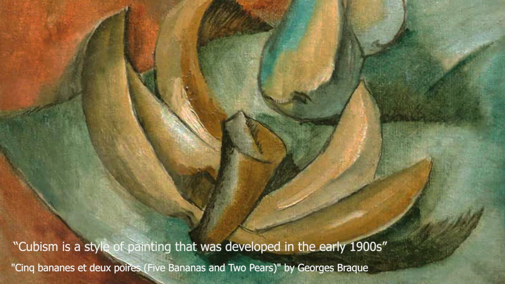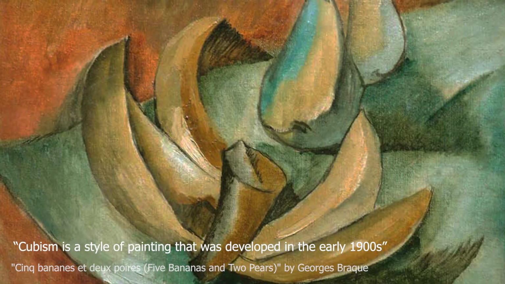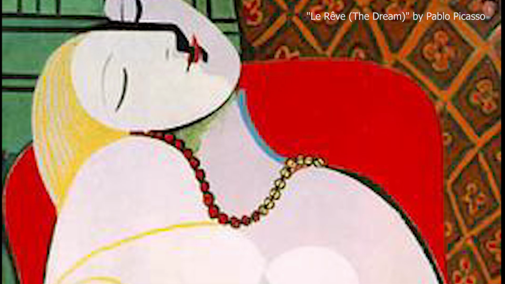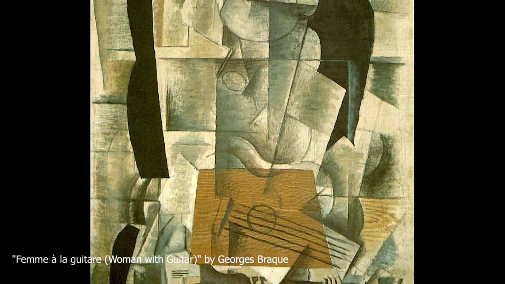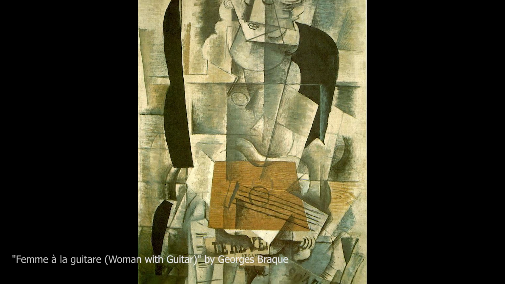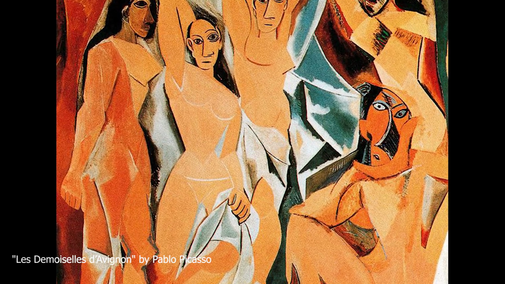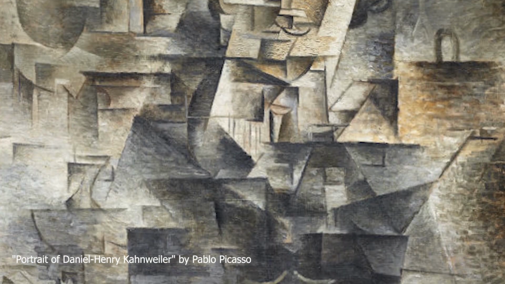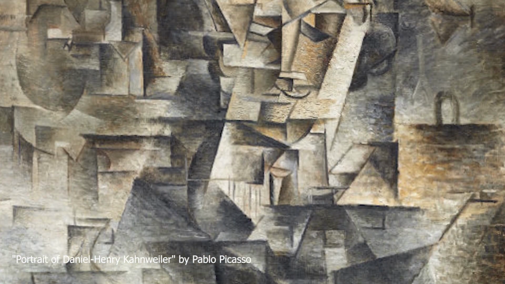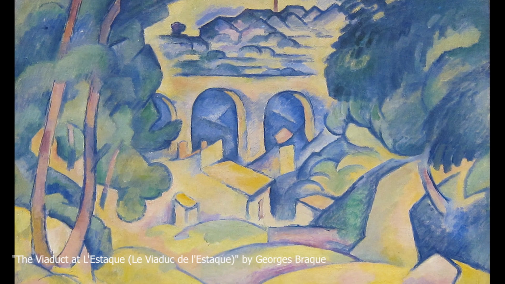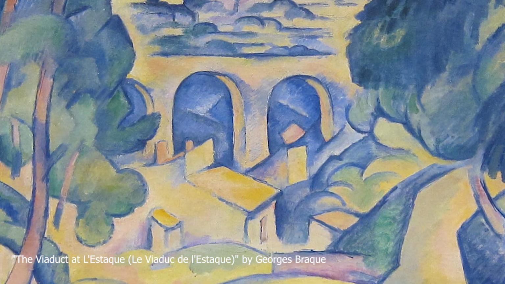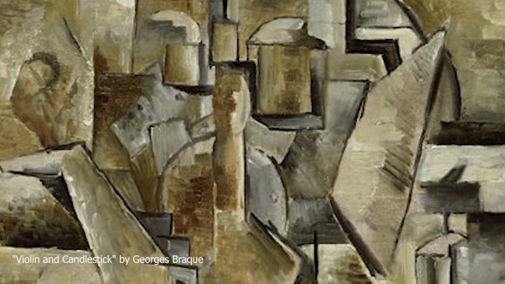So the first question is, what is Cubism? Cubism is a style of painting that was developed in the early 1900s, which took a revolutionary new approach to representing reality. Cubist paintings show objects from many different angles at once. The items represented in the artworks, like for example, humans, animals, and other objects, look like they are made out of cubes and other geometrical shapes.